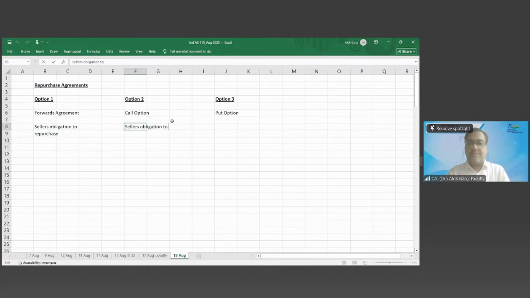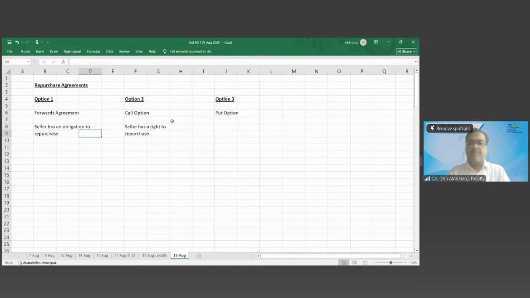In call option, seller has a right to repurchase. Seller has an obligation to repurchase.